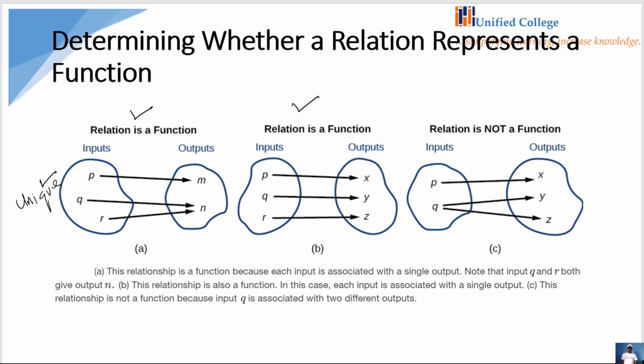Finally, in our third example, we can see that the inputs are not unique, but they are distinct. While for the output, all of them are unique and distinct. Now this is against the rule in that Q as an input is producing two different outputs. It produces output Y and at the same time produces output Z. Since this is against the rule, this relation is not a function.